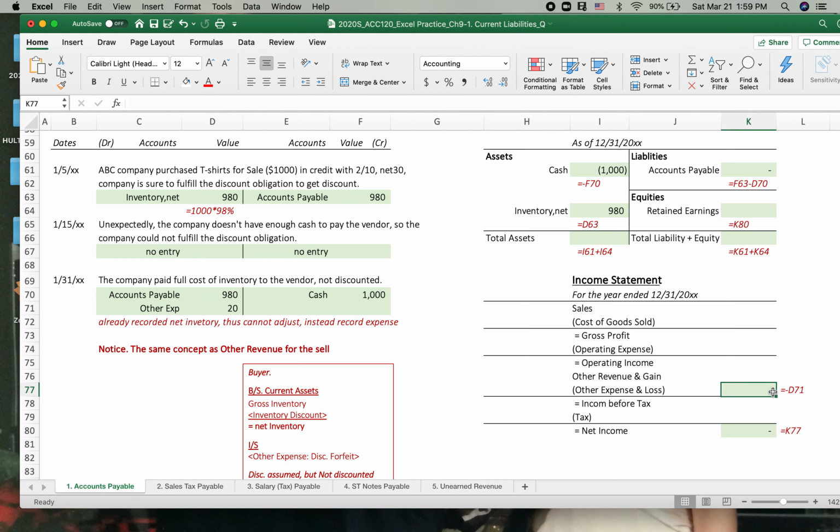Then other expense is negative because it is an expense. It should be linked to the retained earnings accumulated. Then let's make sure that the total asset is equal to the total liability plus equity. We don't have any accounts payable, so we matched out.